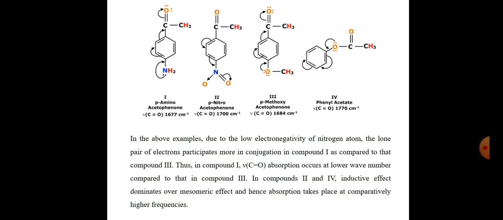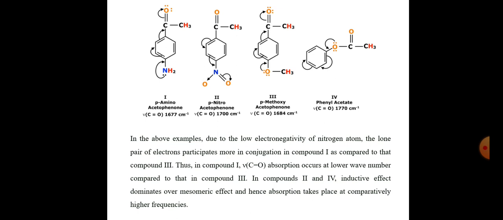The first one, para-amino acetophenone. In general, nitrogen is a good electron donor in the presence of an amino group. Generally, amino groups are electron donating groups. Therefore, the amino group donates electrons to the benzene ring involved in resonance. The carbonyl bond order decreases. When the carbonyl bond order decreases, carbonyl bond strength also decreases. Therefore, the carbonyl stretching frequency decreases.